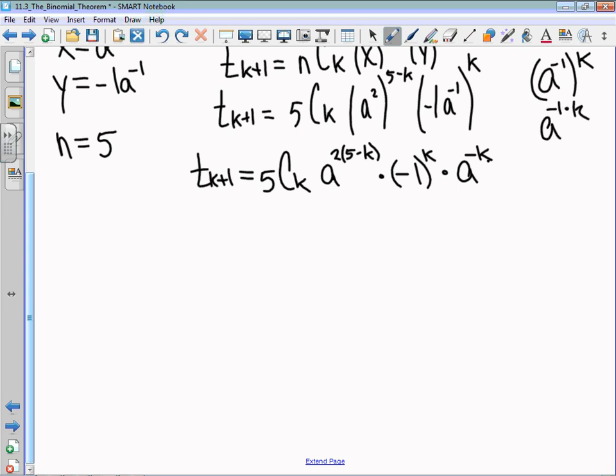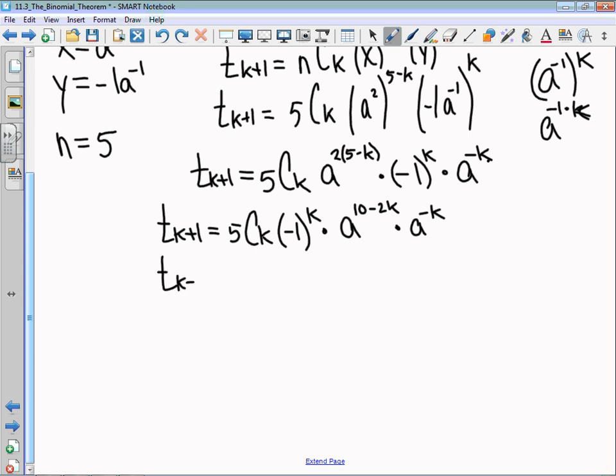What I'm going to do is get all my a's beside each other. So term k plus 1 is equal to 5 choose k times -1 to the power of k. And then I'm going to write this as a to the power of 10 minus 2k times a to the power of -k. But what do we do with exponents when we're multiplying a common base? We add exponents. So I'm going to have 5 choose k times -1 to the power of k multiplied by a to the power of the two exponents added together.